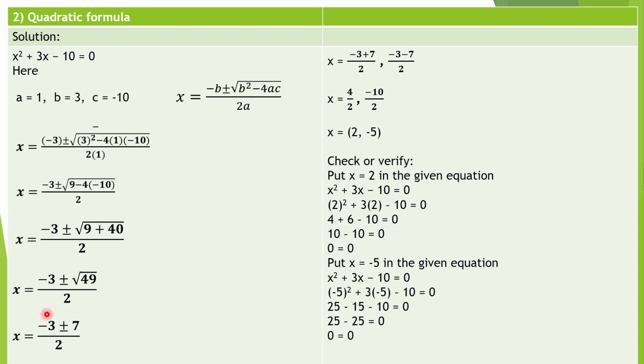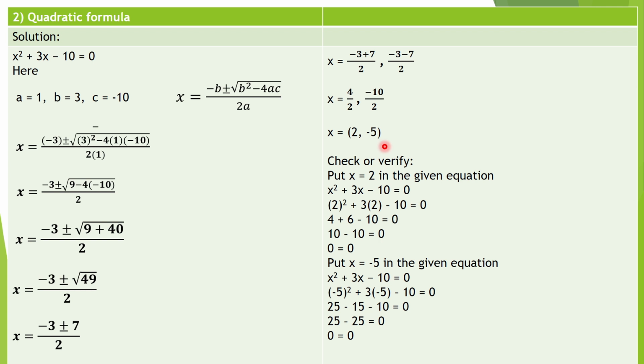Now we will write separately these: minus 3 plus 7 divided by 2, and minus 3 minus 7 divided by 2, like this. So plus 7 minus 3 equals 4, and minus 7 minus 3 equals minus 10. 4 divided by 2 equals 2, and minus 10 divided by 2 equals minus 5. So this is the solution of your question.